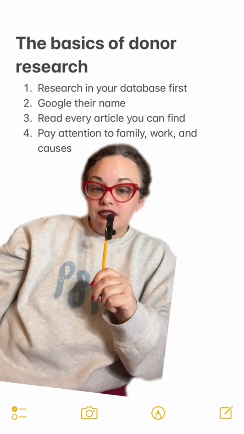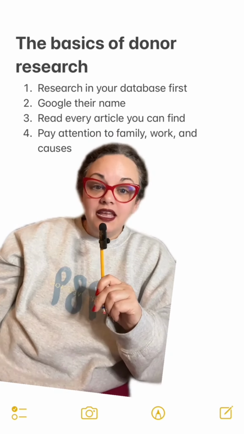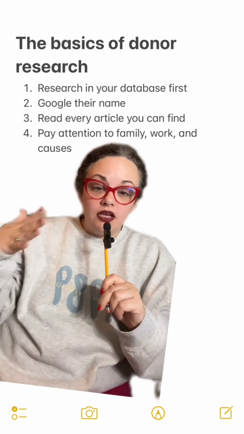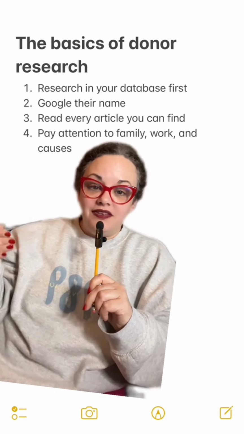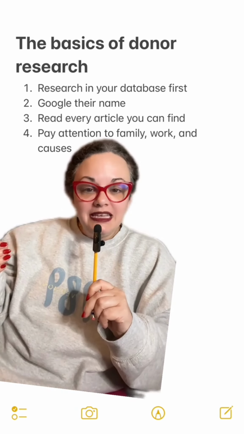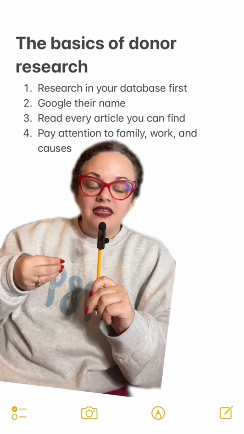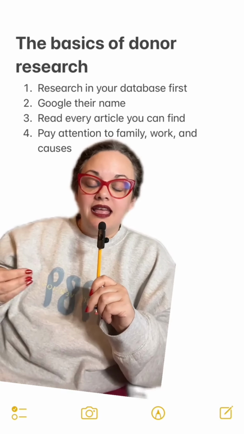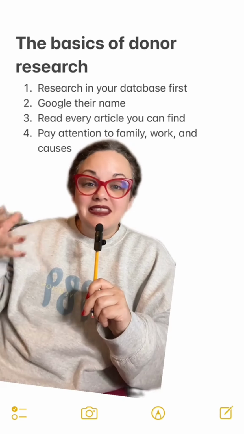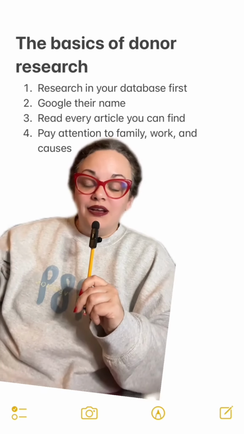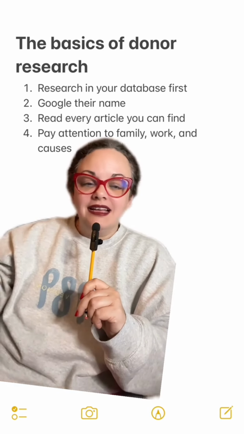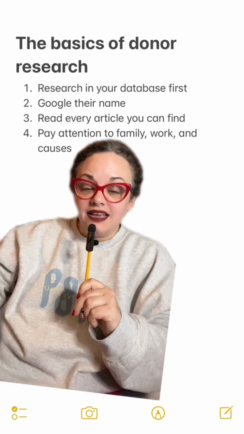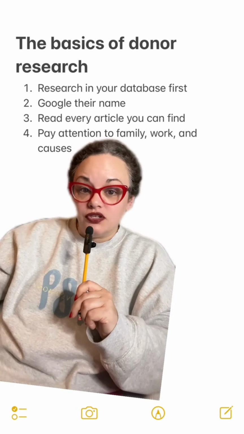And then as you are researching them, pay attention to things like family, work, and the causes that they support. And this might seem obvious: work and the causes begin to inform affinity, propensity, and capacity, but family does too, because if they have children going into college, if they have children who are all getting married, if they have other things that are buying their attention right now and their funds, then you're going to have a few years before they're at the point in their life cycle that they're really ready to give a large gift.